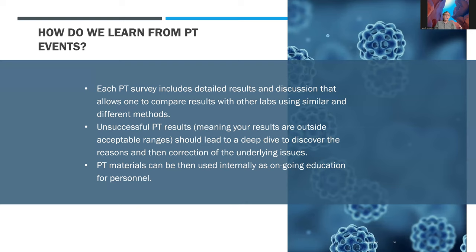So how do we learn from these PT events? Well, each PT includes detailed results and discussion that allows one to compare your results with other labs that use similar or different methods. And if you have an unsuccessful result, in other words, you're outside of the acceptable range, that then allows you to dive into your results and look very carefully and closely at what caused that. Was the instrument malfunctioning? Did you transcribe things inappropriately? Did you miss a decimal point? Did you not dilute it correctly? Whatever it may be, that's very, very helpful to uncover problems in your process.